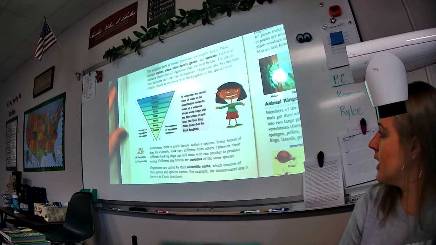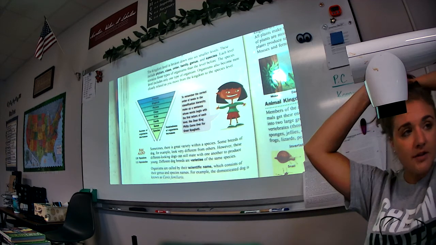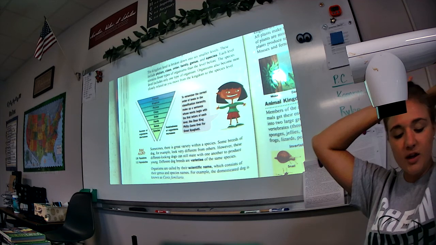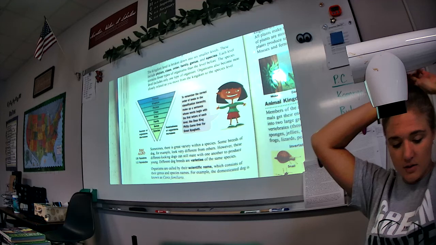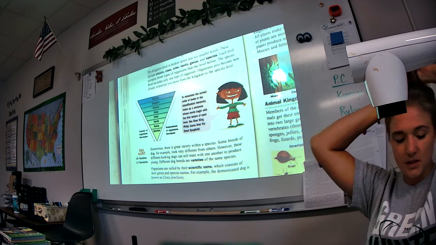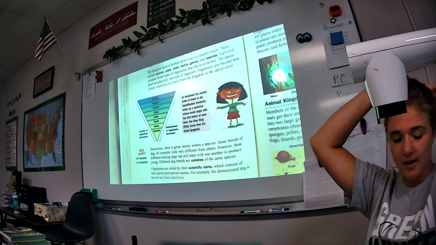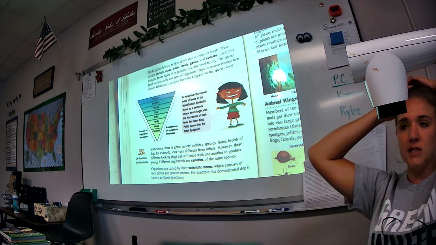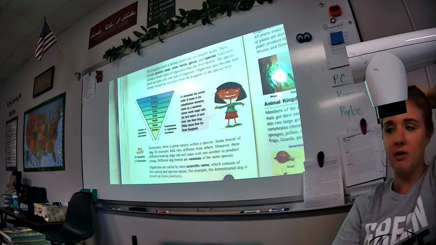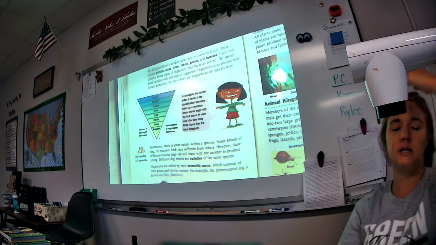Sometimes there is a great variety within a species. Some breeds of dog, for example, look very different from others. However, these different-looking dogs can still mate with one another to produce young. Different dog breeds are varieties of the same species. Organisms are called by their scientific name, which consists of their genus and species name. For example, the domesticated dog is known as Canis familiaris. We'll talk about scientific names in a little bit.